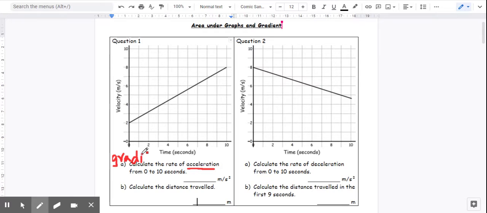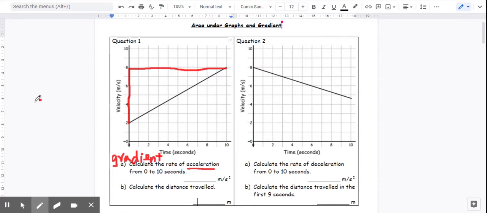So I'm going to use a simple concept of change in y over change in x, or as you would have known it, rise over run. So from one point, I'm going to rise until 8, because it's from 0 until the 10 seconds. Rise until 8, and then I'm going to run from 0 on the x-axis all the way until 10 on the x-axis, which is the time.